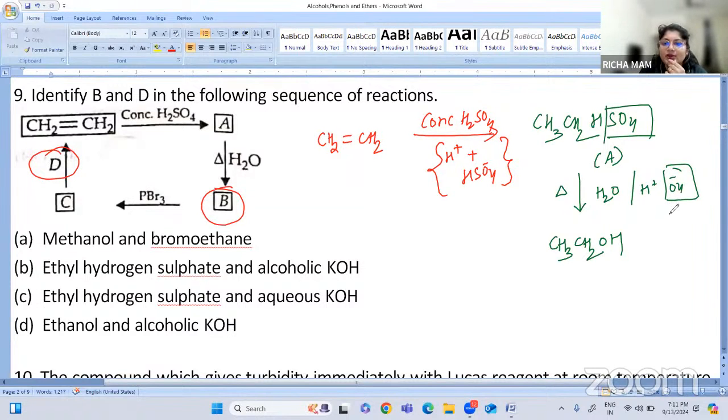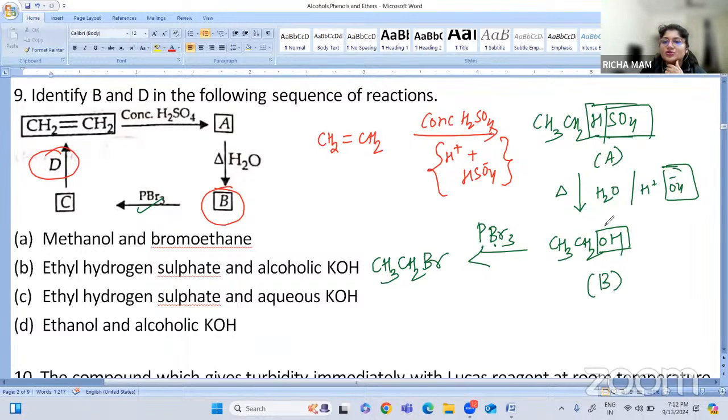So what you're going to get? This OH minus is going to replace it. So CH3, CH2, OH. This is your B. Now this B is further treated with phosphorus tribromide. What is your leaving group here? Br. Br is a good leaving group. So your OH is substituted by Br.